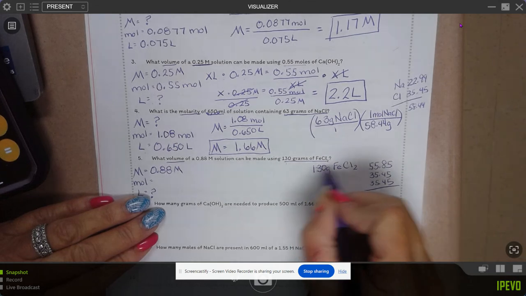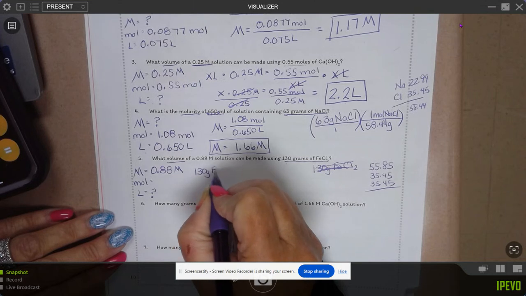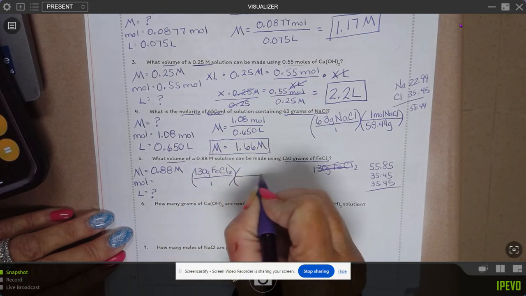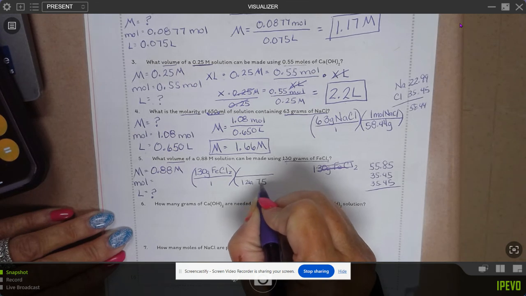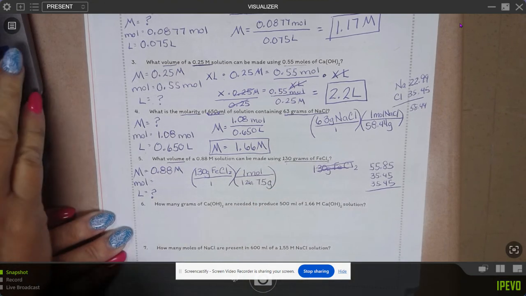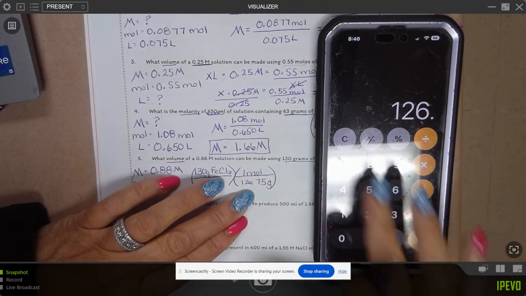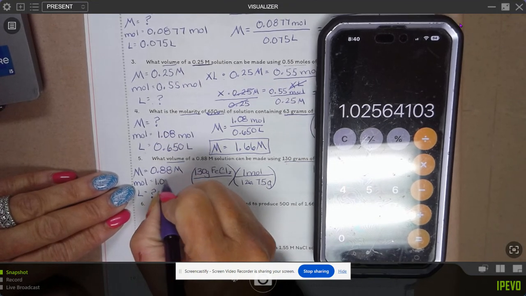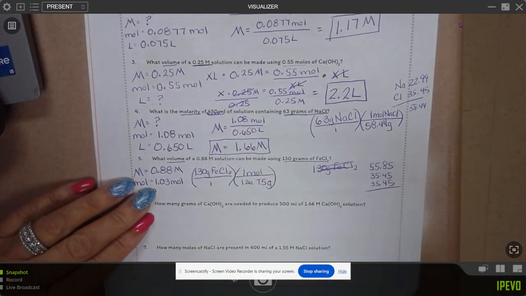And I kind of messed that up. I'm going to write this over here. So I have 130 grams of FeCl2. I have to convert that to moles. So my molar mass, 126.75, is going to go on the bottom, and 1 mole is going to go on the top. Okay, so I can do 130 divided by 126.75. So I have 1.03 moles.